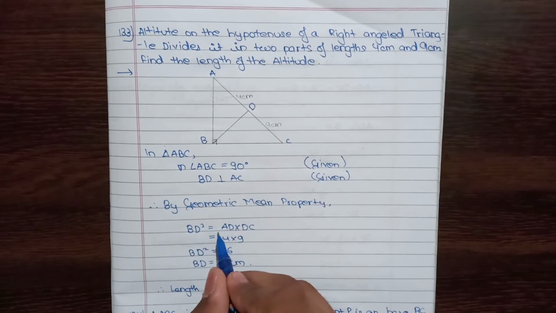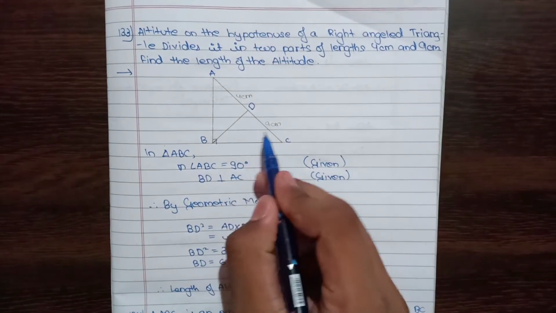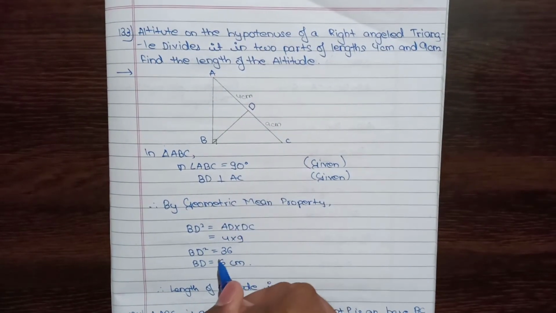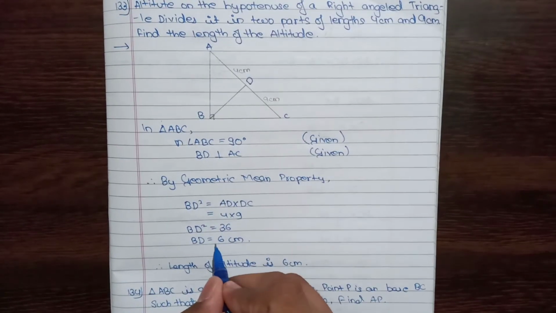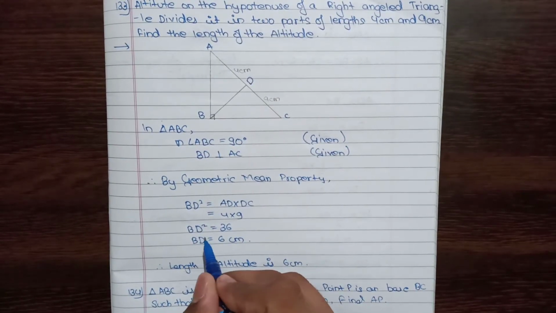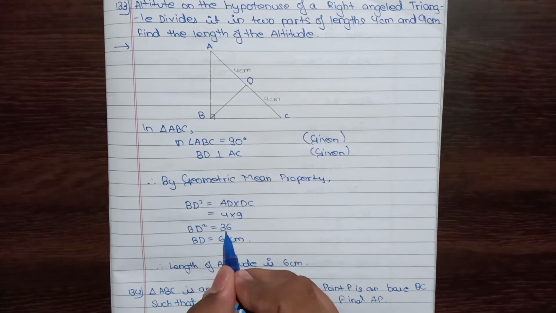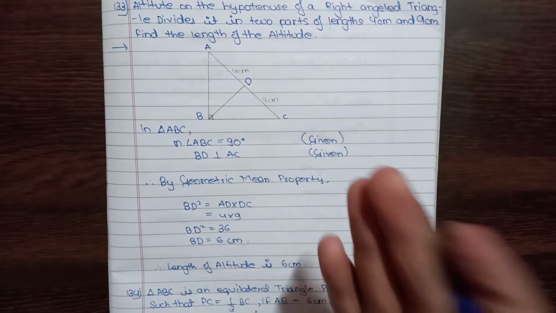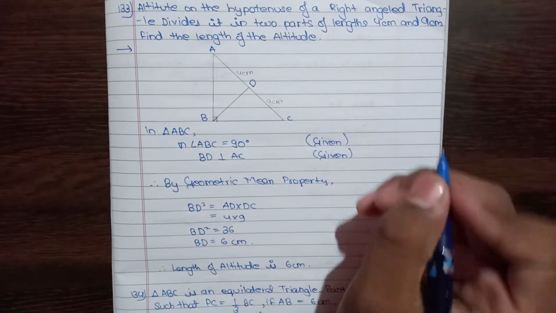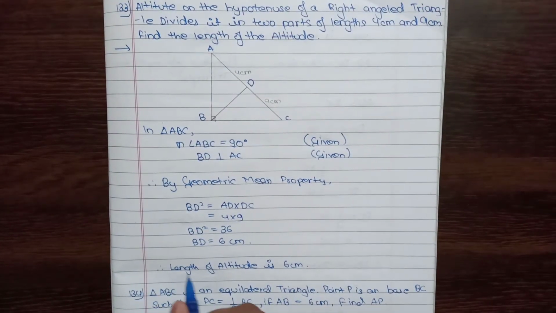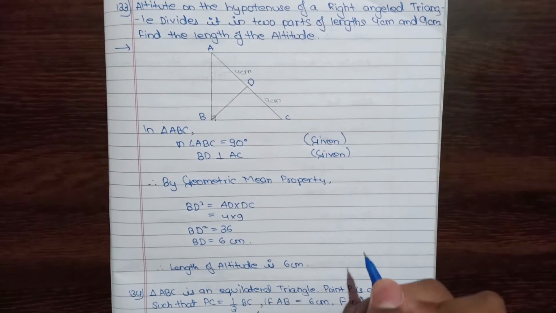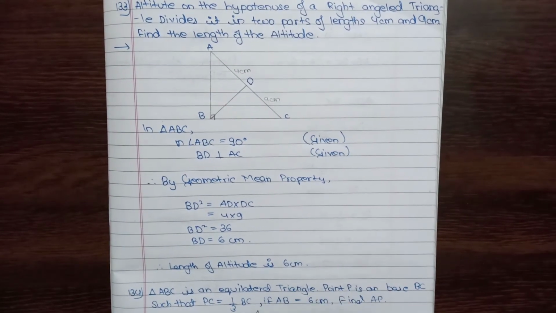So BD square equals AD is 4 and DC is 9. So 4 9s are 36. Therefore BD square equals 36. Now BD equals 6 centimeter. How this square will become square root: as we all know, the square root of 36 is nothing but 6 centimeter. Therefore the length of the altitude is 6 centimeter. Now let us move on to the next question.